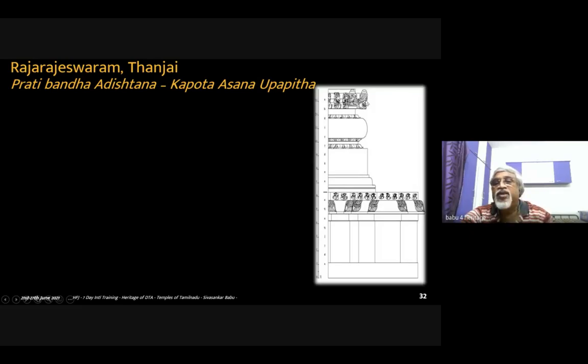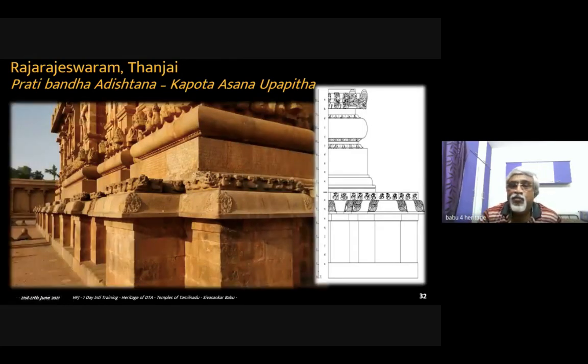When I say the most important feature of this is the Prati, Prati means copy, the sequence of the same Vyala or elephant or something that is getting repeated. You can see this here. This is the bottom, Kapota Asana Upapida component. On top of it, there is a Prativari of Yalis. This is where the actual Adhisthana starts.